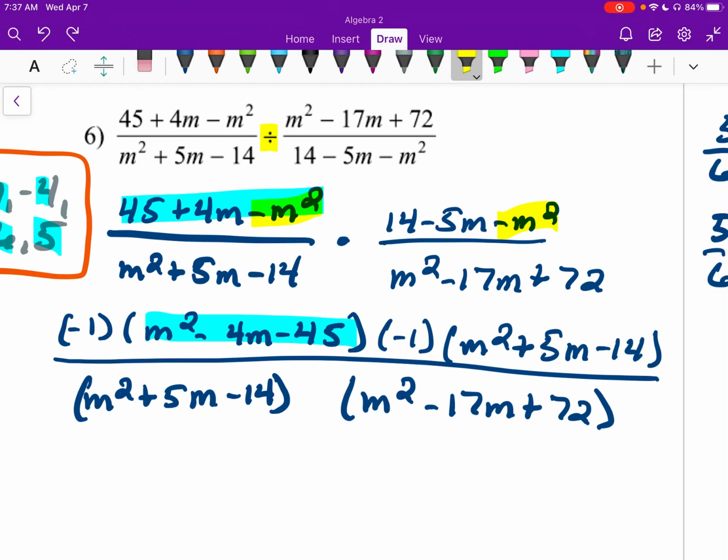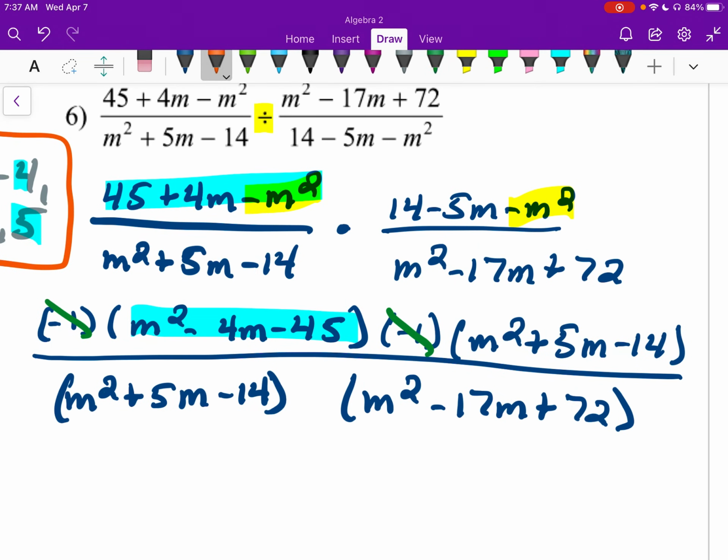So maybe I can undo some of these and get rid of these. Yeah. All right, so the negative 1s will go away. Now I need to figure out what I'm going to factor each of these into. My negative 45, what would that be? That would be like a 9 and 5, right? 9 times 5 is 45. How about a negative 9 and a positive 5? Yeah.